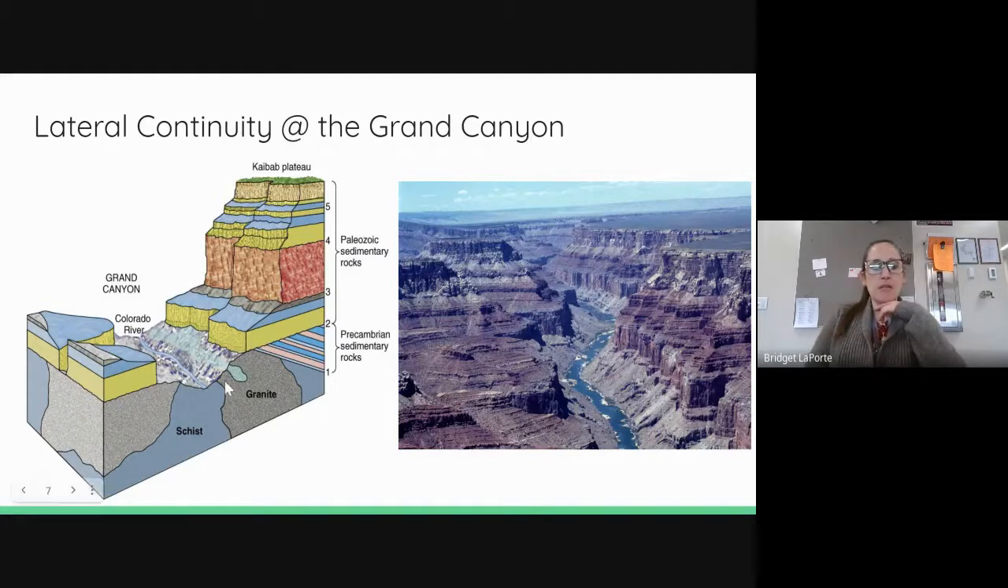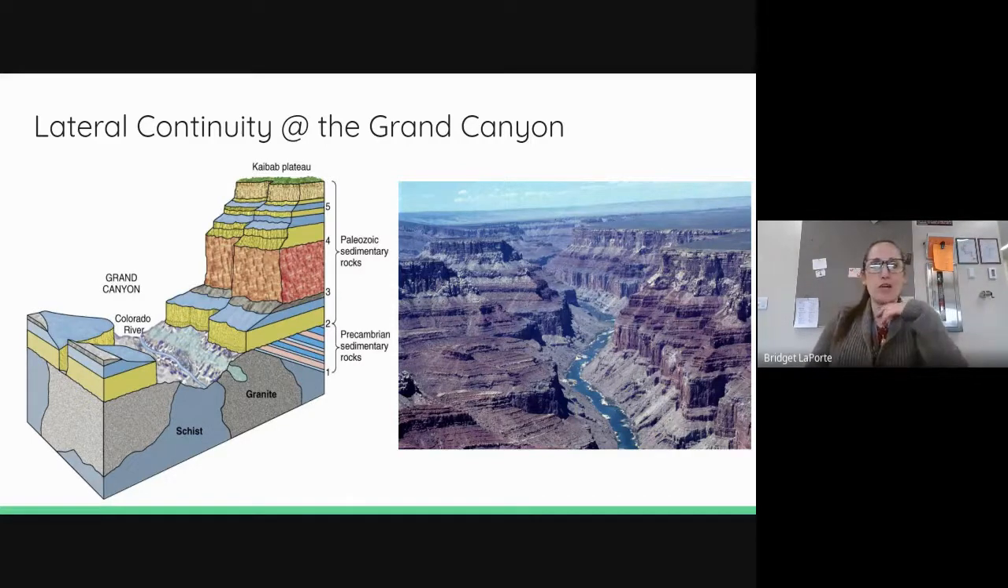But you can see a lot of different pieces, not only of lateral continuity, but also superposition, right? Older layers on the bottom. You can see some original horizontality and that shifting that happened. But what's really nice is as you look across the Grand Canyon, the layers on the left-hand side of the picture are going to align and match up with the ones on the right. So at those same levels, those are, again, laterally continuous. They match up as we go across.